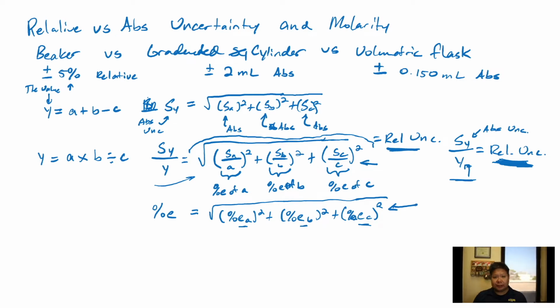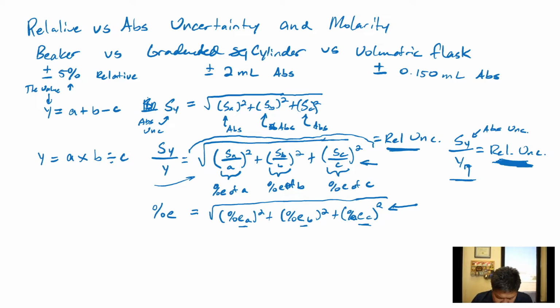You could just stick to using the original equation I gave you if you wanted to, but it makes it harder to type in your calculator because you have to put the Sa over A, or Sb over B, or Sc over C for all your measurements. Whereas you could just do them separately and then plug them in with the E equation, but it's all the same thing, okay?